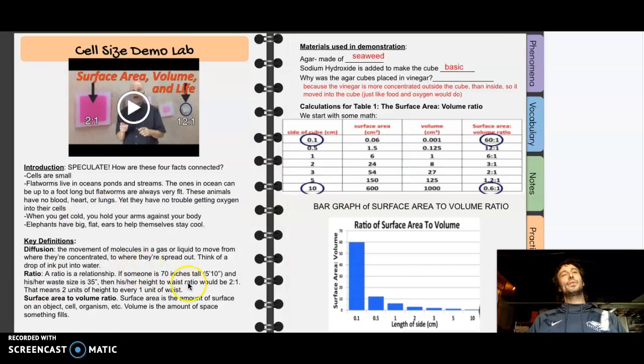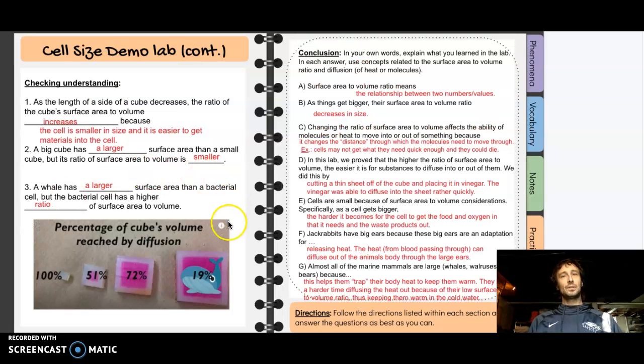Okay, so hopefully you can get through the cell size demo lab. This guy ran you through some. We would have done this exact, very similar lab in class. Unfortunately, we don't get to do that. But there's sort of the data that you need. And I'll leave you with this page where you can kind of see if you understood the big ideas.